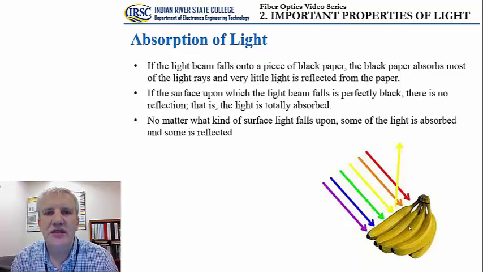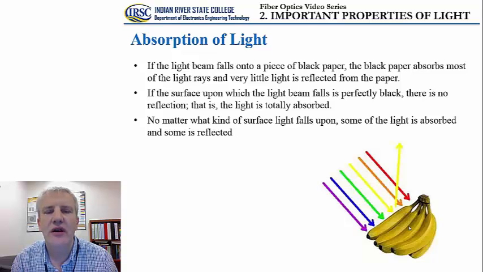There are a few other things that are important to mention when we're talking about the absorption of light. Absorption of light is actually responsible for our ability to see different colors. If the light beam falls onto a piece of black paper, the black paper is going to absorb most of the light rays, and very little light is going to get reflected from the paper into our eye.